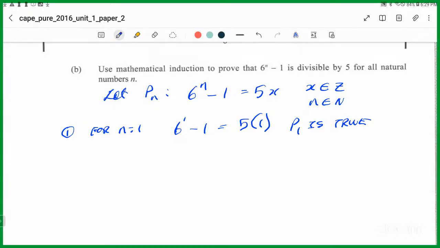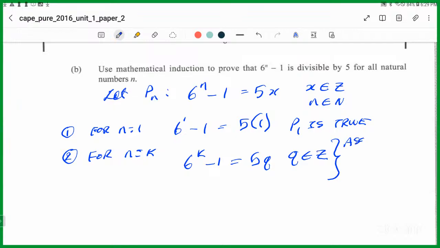Alright? Second step is to assume it is true, or make it true, for n equals some value k. I already defined n as a natural number, so k must also be a natural number. We're going to plug k in this. So you're going to get 6 to the k minus 1 is equal to 5 times, I'm not going to put back x, I'm going to put some quotient. And that quotient is also an integer. And what I've done here is assume that Pk is true for n equals k. Pk is true.